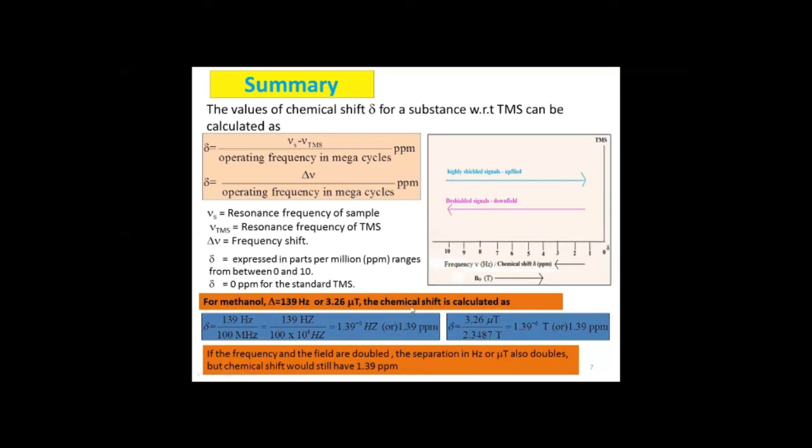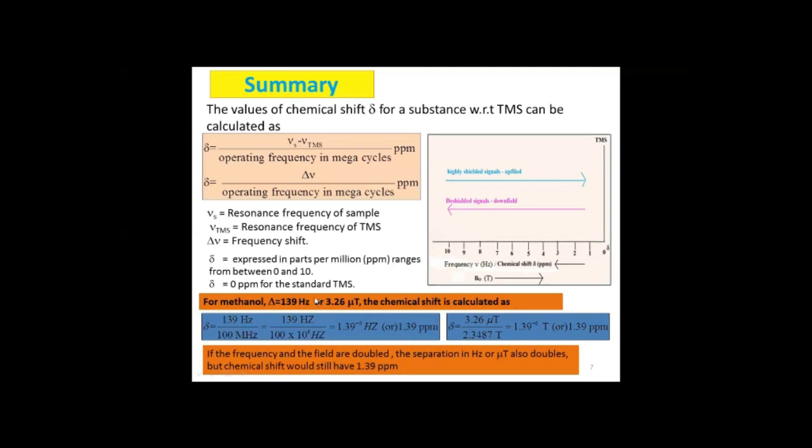But that 139 hertz is equivalent to 3.26 microtesla in terms of the applied field. Then 3.26 microtesla is divided by 2.3487 Tesla, which is the applied field equivalent to the 100 megahertz frequency. Then it is obtained again as 1.39 ppm. So whichever way you calculate, the chemical shift value doesn't vary.